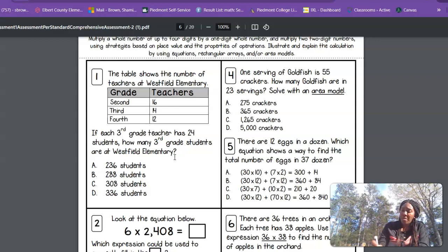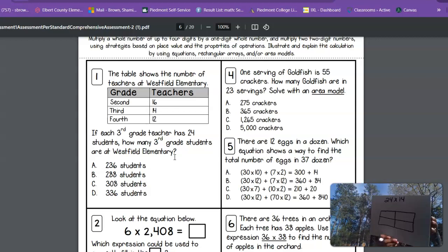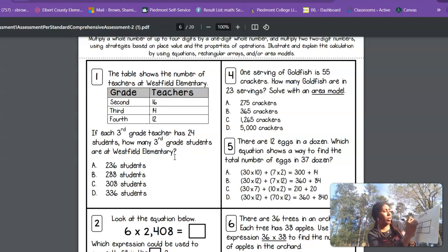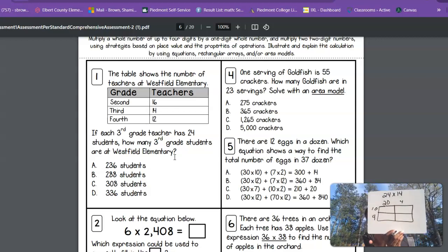So I could do that area model. I'll do both ways just so you can have practice with both. So 24 times 14. That's how I would set up my area model. So I will have 20 and 4. Then I'll have 10 and 4 on the side. So that's how it would look.